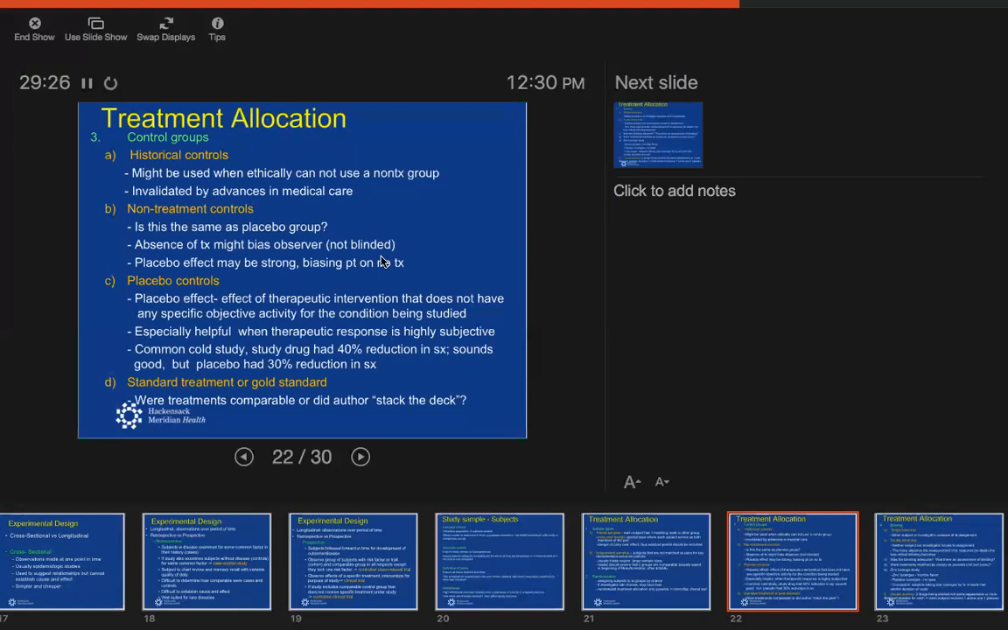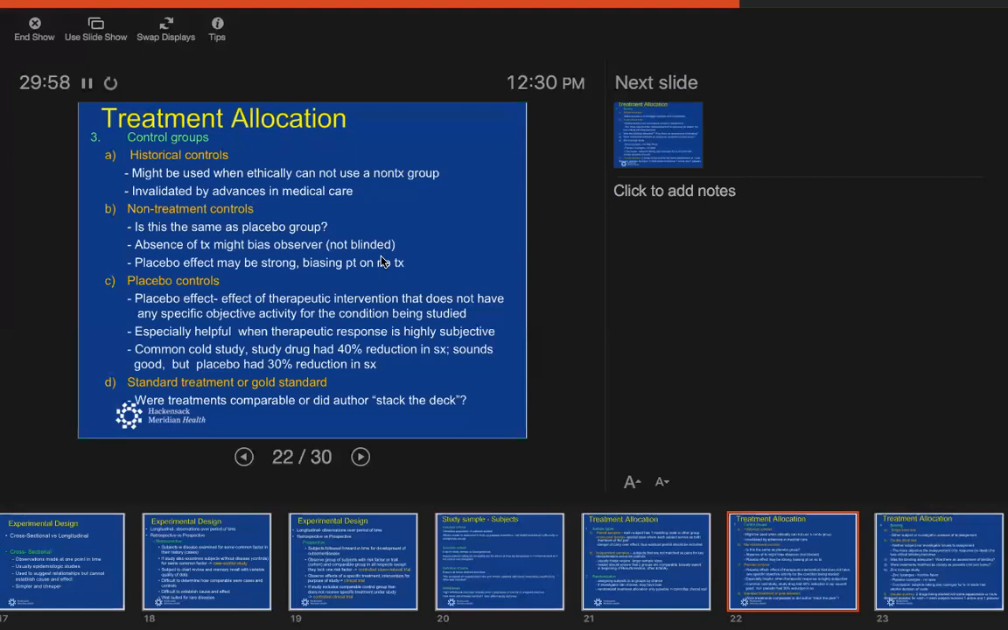If the investigator knew somebody was not on any treatment, that would potentially introduce a bias when you're talking to the patient, when you're making observations, when you're deciding if you want to give rescue therapy. If you know the patient's not getting anything, you may be more likely to give them something. And the placebo effect is especially prominent when you have subjective symptoms. And so we often will use placebo controls in a study.